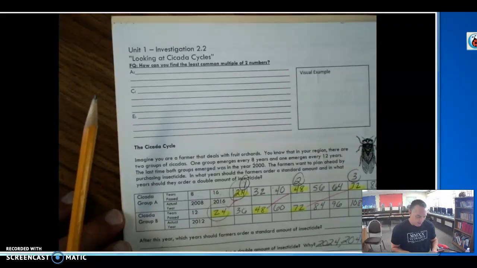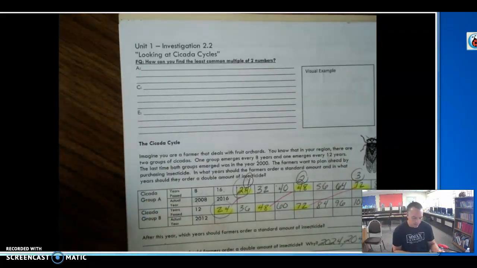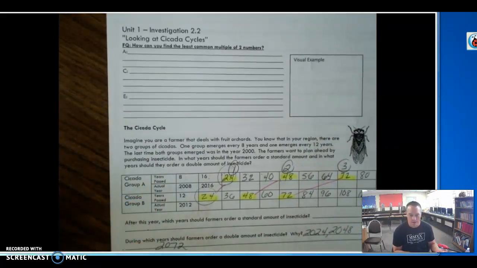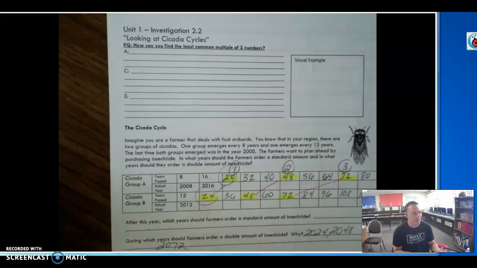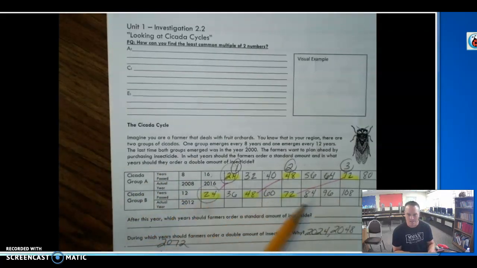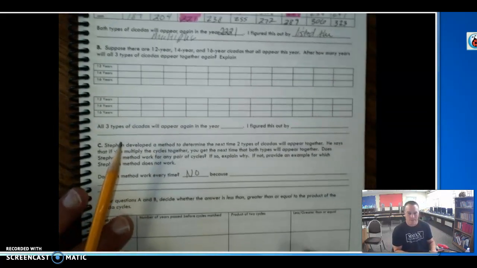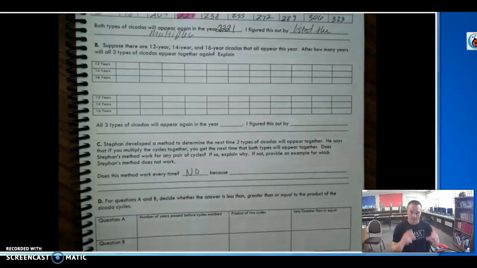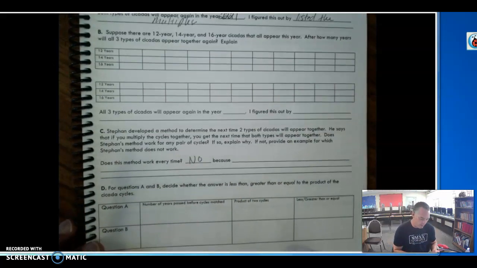If you look back to here, 8 times 12, right, that is what? Like 80? 96. And 96 is a multiple, but it's not the lowest one. It's not even like the third lowest. It's the fourth lowest. So yeah, it doesn't work every time because it doesn't give you the lowest one. It'll give you a multiple, but not the lowest one.